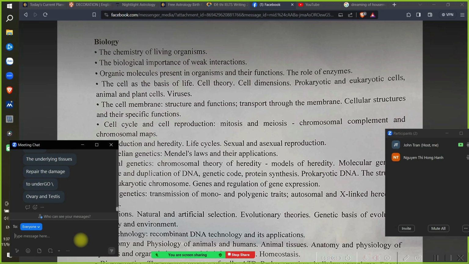The answer is very simple. Any cell can be damaged. Any cell needs repair and reproduce, you know? So it means any cell in the body can undergo mitosis, except highly specialized cells such as neurons. Sometimes it doesn't reproduce. It doesn't undergo mitosis to repair, like I already said before.